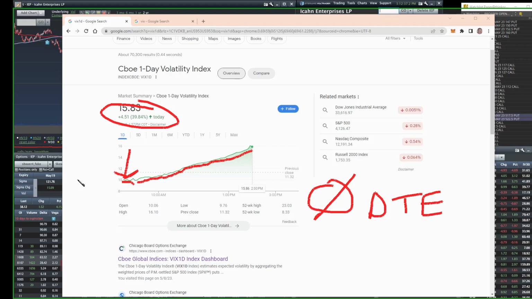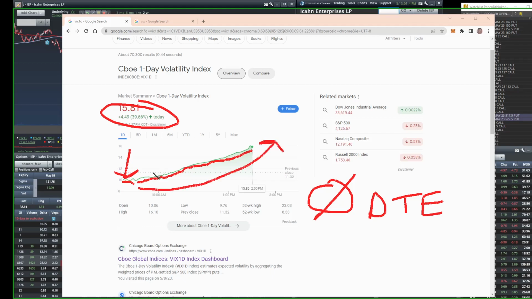Well, what's happened today? Nothing, right? There was no big economic news, couple earnings this morning, but nothing really to affect the market so much today. However, why would this increase so much during the day with nothing going on in the market? And the reason is the way that the VIX 1 day is calculated.